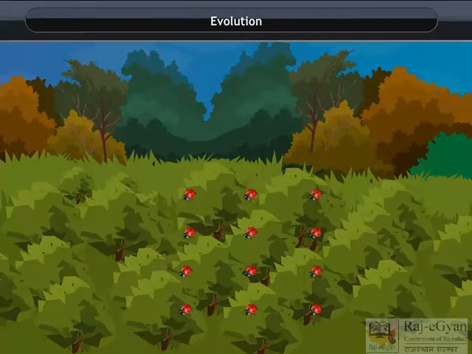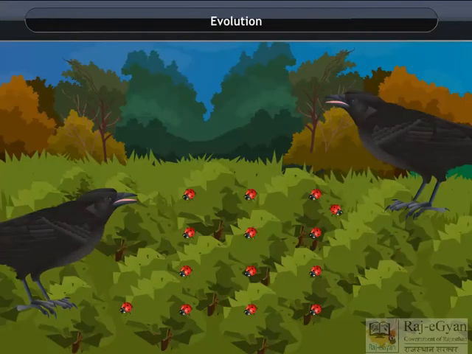Evolution. Consider a group of 12 red beetles that live in bushes with green leaves. Their population will grow by sexual reproduction and therefore can generate variations. Suppose the crow eats the beetles. The more beetles the crow eats, the fewer beetles are available to reproduce.